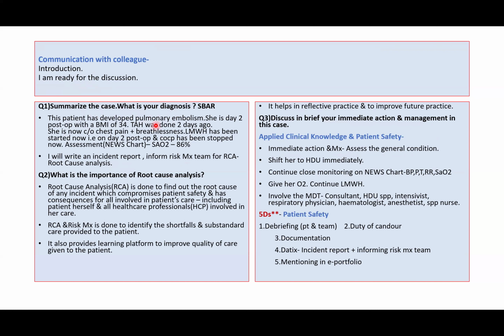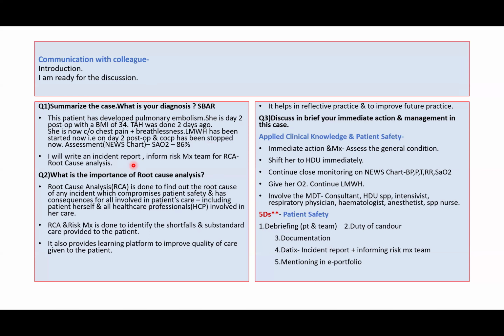So this patient has developed pulmonary embolism and she is day 2 post-op with a BMI of 34. TH was done 2 days ago. She is now complaining of chest pain and breathlessness. Low molecular weight heparin has been started now, and the COCP has been stopped now. Her observation chart assessment is given, that is the NEWS chart. The most important finding is that oxygen saturation is 86%. The respiratory rate is also high, and she's also having tachycardia. So she was having tachypnea, tachycardia, and low oxygen saturation.